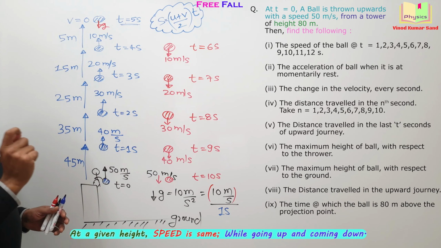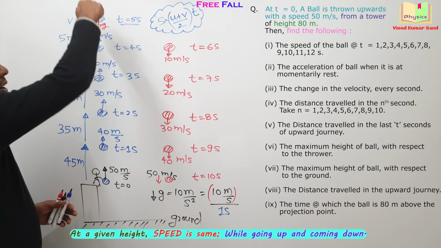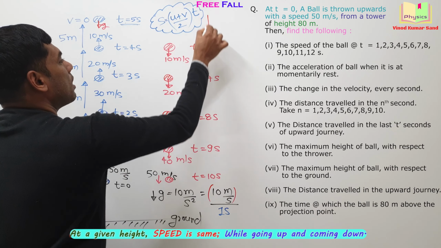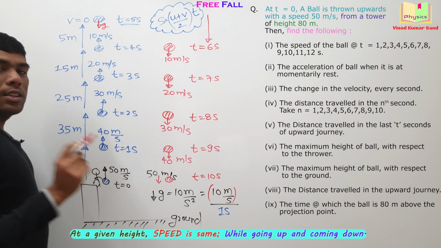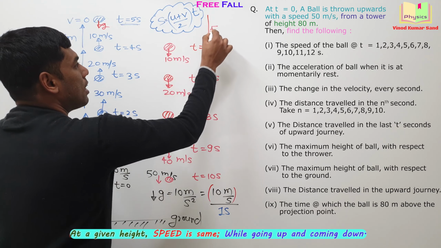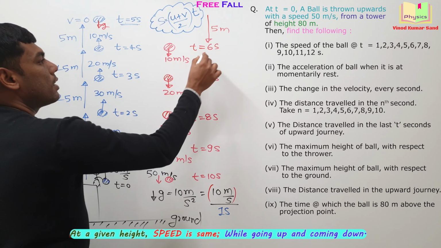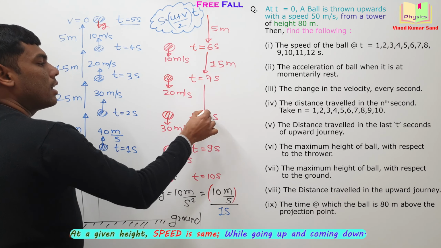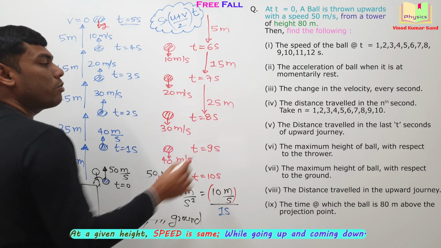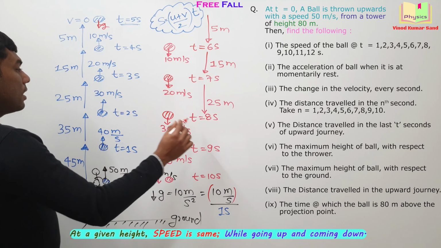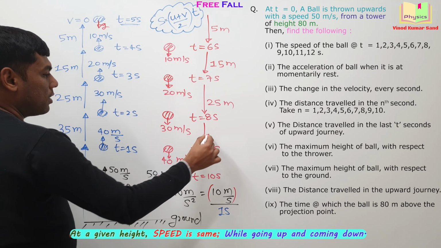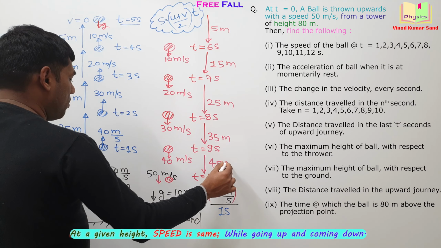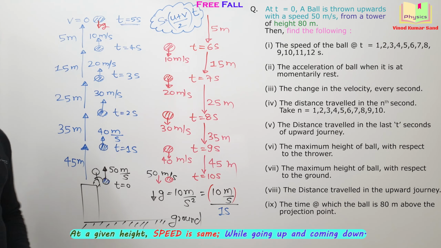The same distances will be traveled while coming down. It means from t is equal to 5 second to 6 second. If someone asks you, the particle will travel how much distance? Your answer will be 5 meter. Then it will travel 15 meter in this second. Okay. Then it will travel 25 meter in this second. Then it will travel 35 meter in next second. Then it will travel 45 meter in the next second.